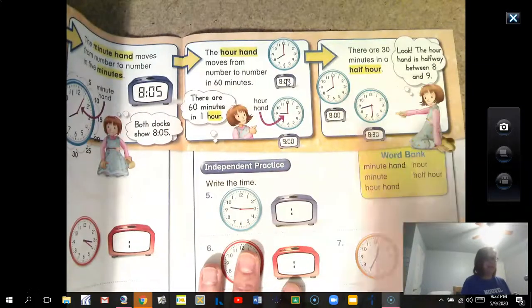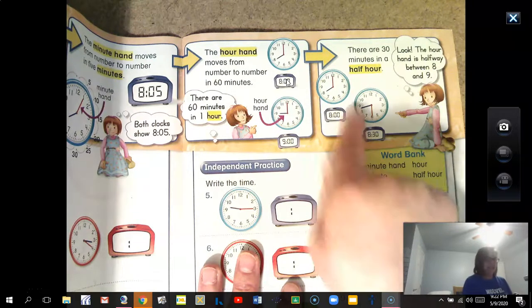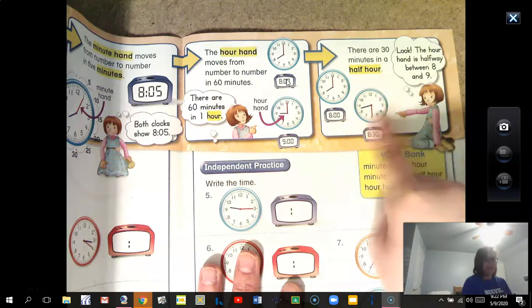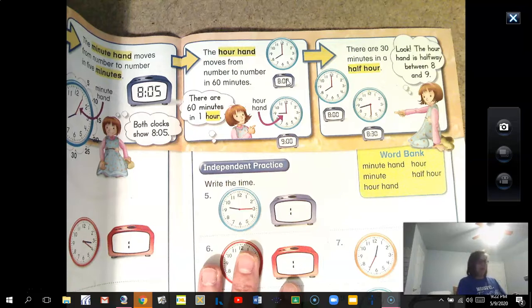Okay, the hour hand is the shorter hand, and the minute hand is the longer hand. There are 30 minutes in a half hour. Look, the hour hand is halfway between 8 and 9. See, that hour hand's halfway between 8 and 9 because that moves also when the minute hand moves. Doesn't move as far, but it also moves.